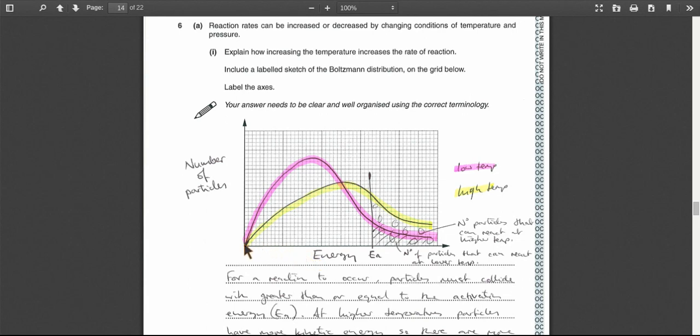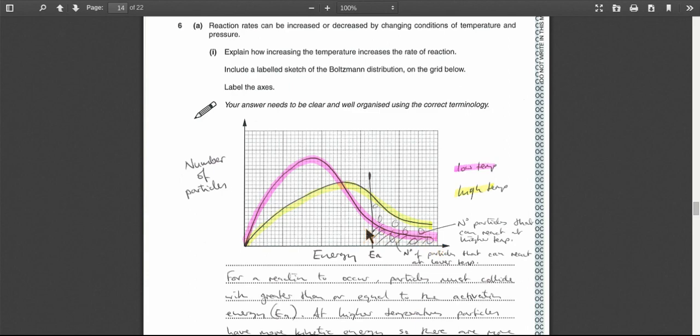We'll go for the pink curve first. This is the one at lower temperature. It must start at the origin, so it goes up to a maximum and then comes down like this. But remember, you mustn't cross the x-axis. So I sometimes say it's like the plane that never lands, it just skims across the bottom, it asymptotes.